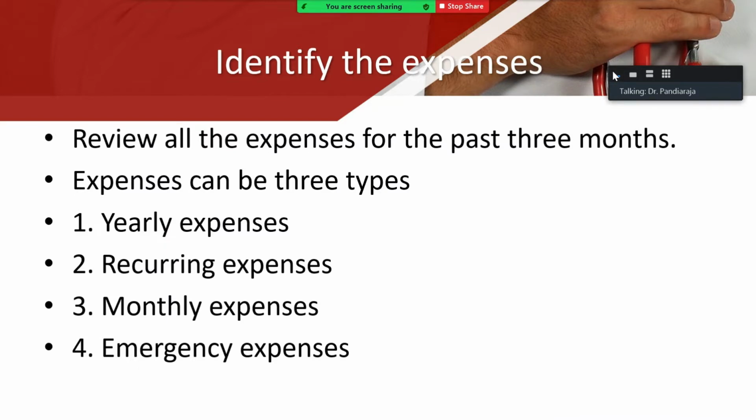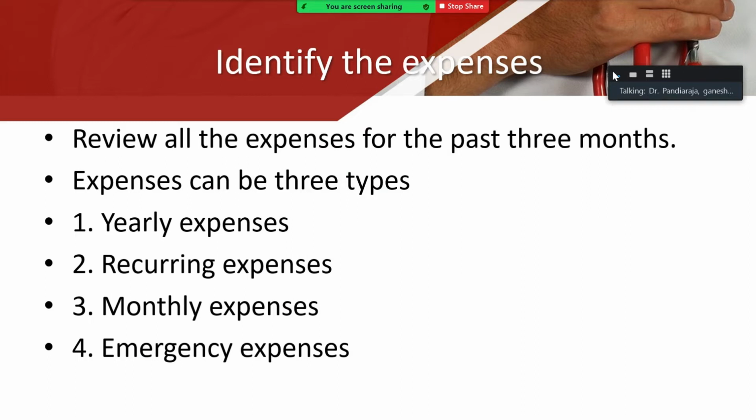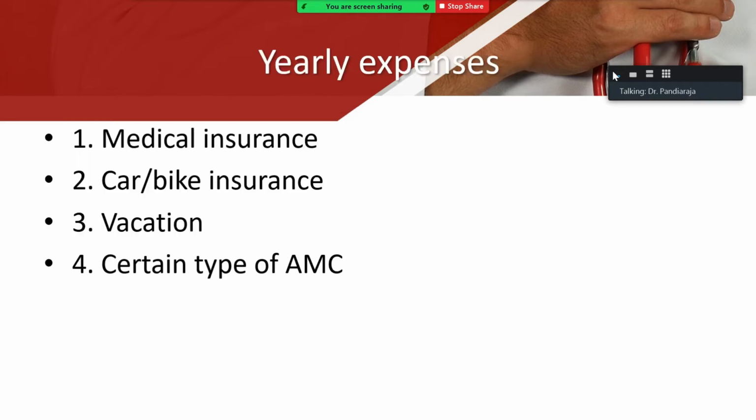The next important step is to identify your expenses. Calculate all your expenses for the past 3 months. The expenses can be of four types: yearly expenses, recurring monthly expenses, and emergency expenses. Now we are going to see each of them in detail.